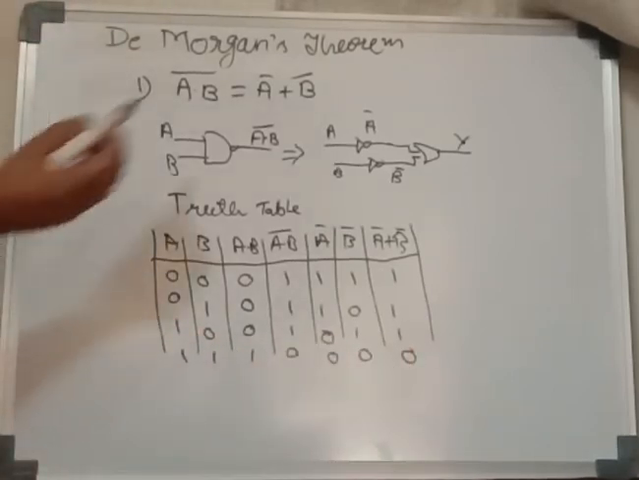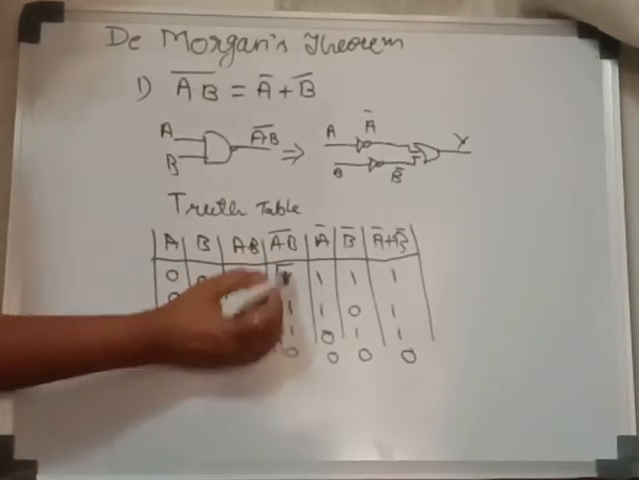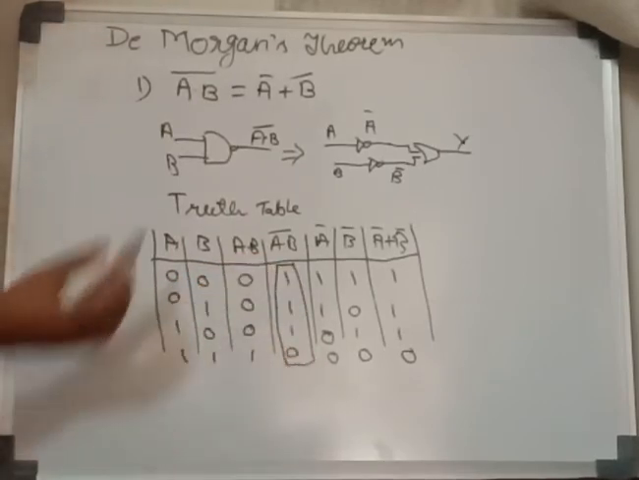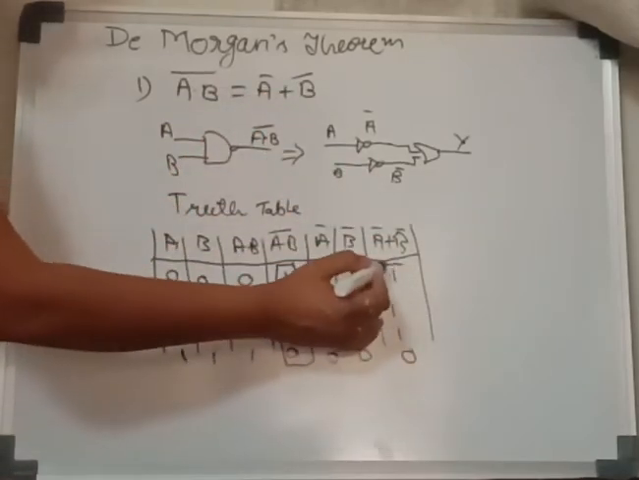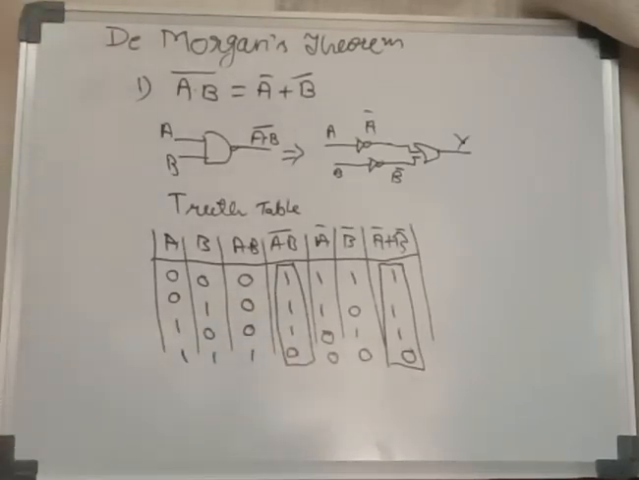So here we had seen A dot B negation means this column, and A negation plus B negation, that is this column. We can observe clearly the two columns are same. So from this we can say that according to De Morgan theorem, the complement of product of A and B is equal to sum of complement of A and complement of B. This is our first De Morgan theorem.